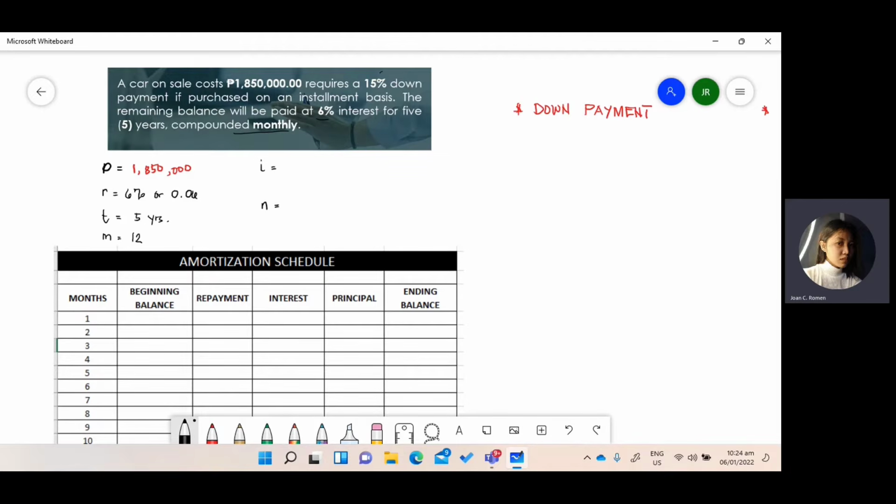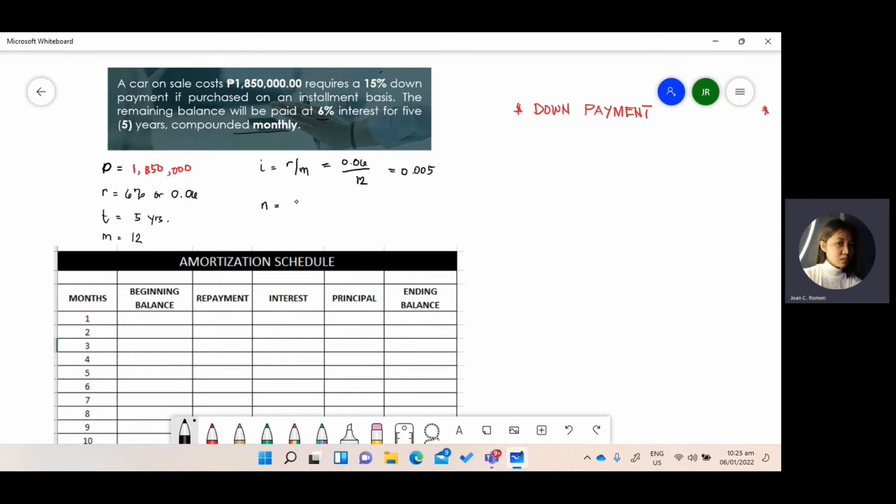Okay, and then the value of i is the interest rate per period. And to get the value of i, the formula is i is equal to r over m. R natin is 0.06, then divided by ang M natin which is 12. So 0.06 divided by 12, the answer is 0.005.